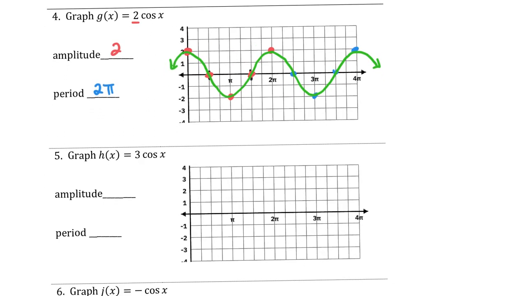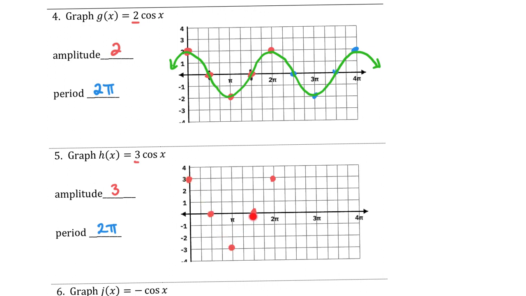Okay, h of x equals 3 cosine x. Amplitude is 3. Period is 2 pi. Okay, we're going to follow the same pattern. Cosine starts high. So my amplitude's 3, so it's going to start at the 3. Then where does it go? Hits the 0. Then it goes down. Hits the 0, back up to 3. That's 1 period. So I started, hit all my points, got back up to 3. That's my first period. Then I'm going to follow the pattern again.